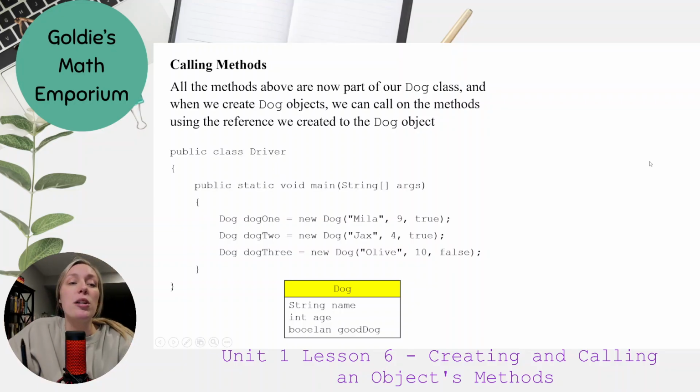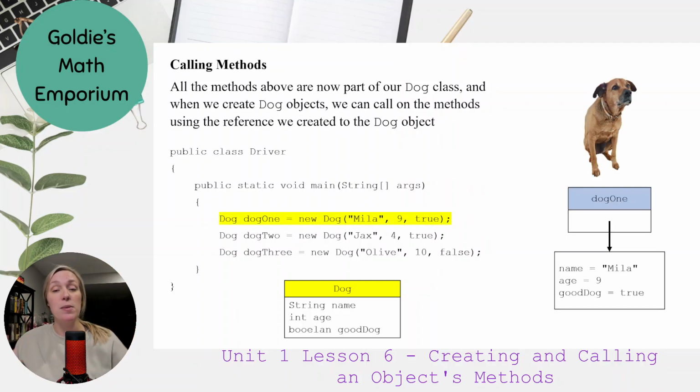And then here's going to be our driver class with our main method. So I'm going to use my 3 dogs that I created from my last class. I'm going to call them dog 1, dog 2, and dog 3. Okay. Dog 1 is going to be constructed with our parameter constructor. The name is Mila, the age is 9, good dog is true.